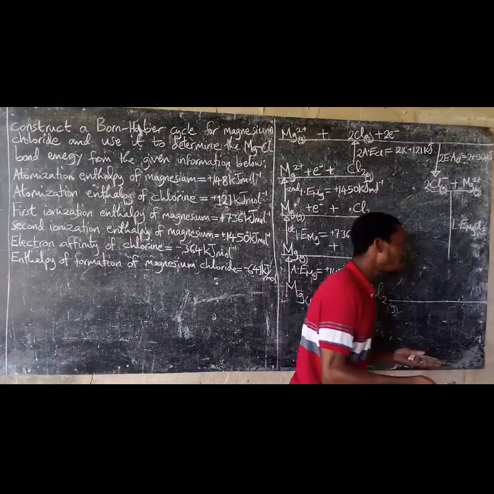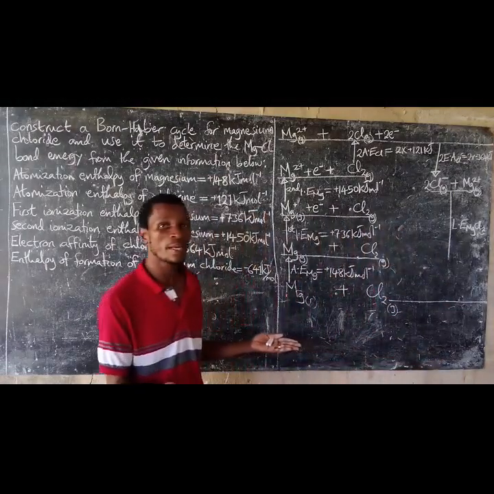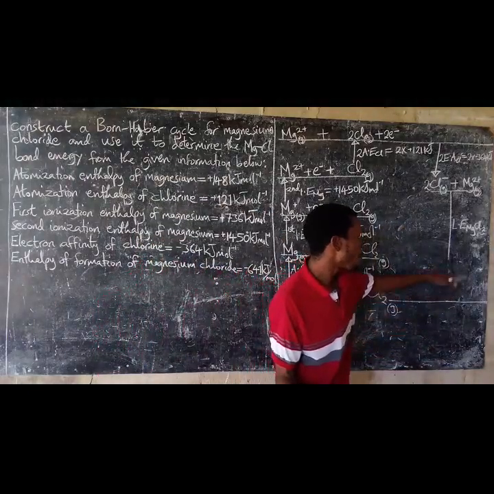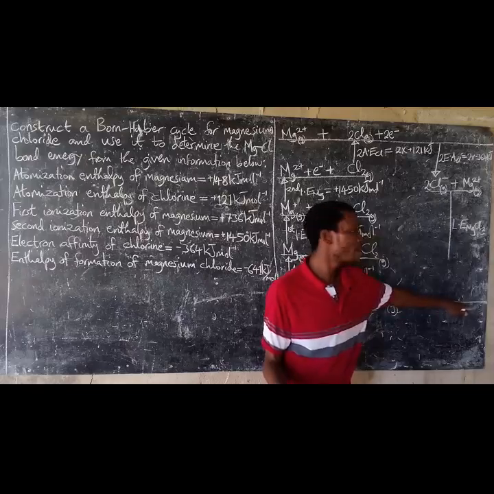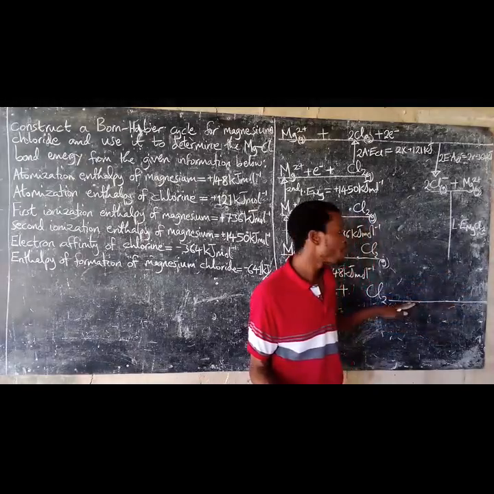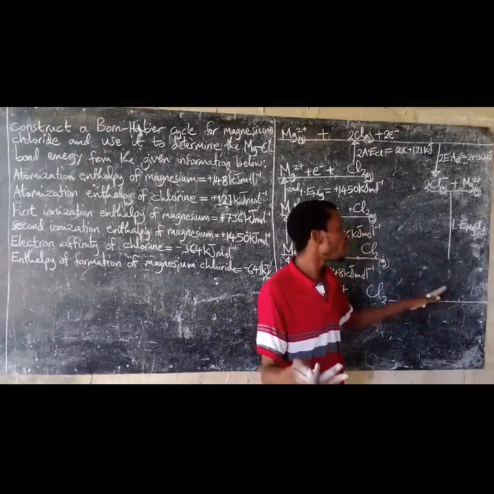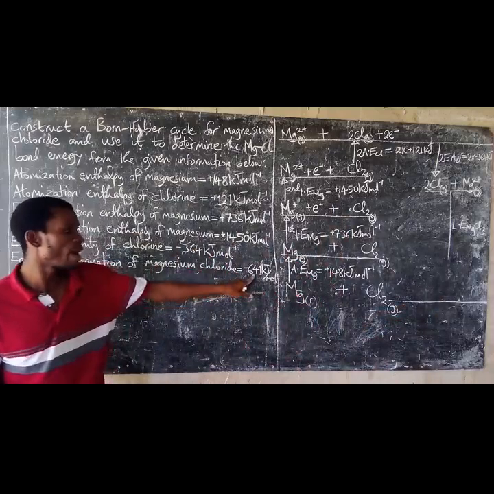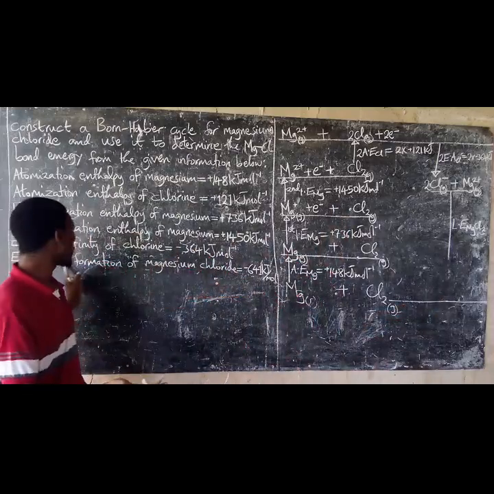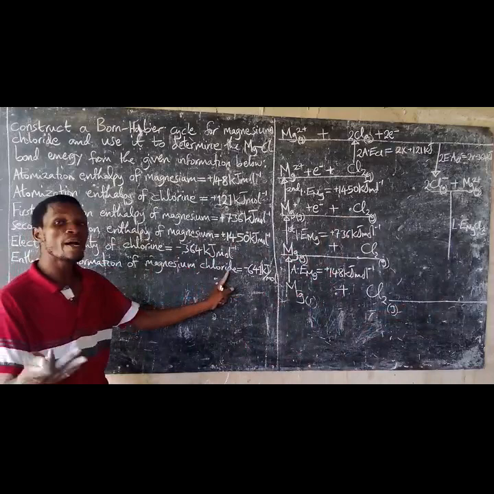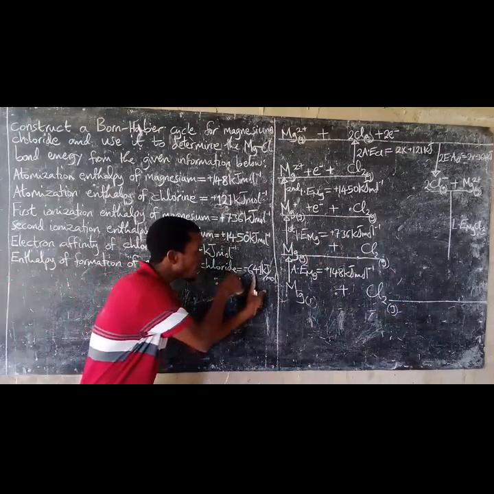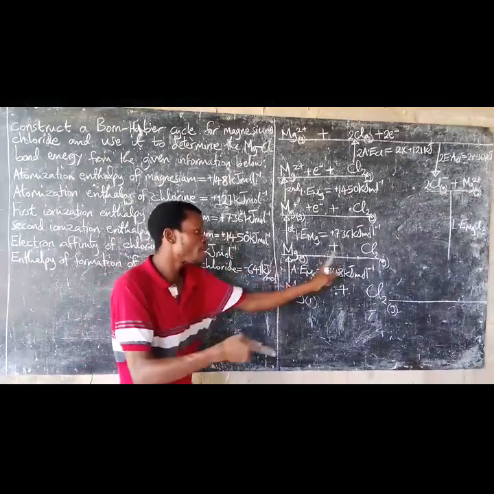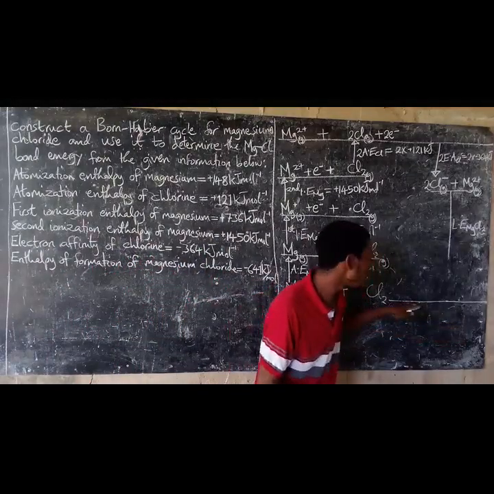We don't know where the product, which is magnesium chloride, is formed, whether above this horizontal line or below it. In order for us to know where the product is formed, we have to consider the enthalpy of formation of magnesium chloride. The heat of formation is negative, so the product is formed below this horizontal line.